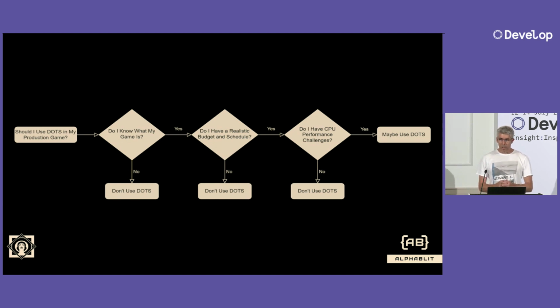And do I have CPU performance challenges? If you don't, if your game is a big meta loop, or perhaps a match 3 game or something, the UI elements are all going to be done in UGUI anyway, so you don't want to be using DOTS for that. So if you get to the end of this flowchart, well, maybe use DOTS. You're going to have to consider it carefully, but it's a good option if you've got some hard real-time challenges.